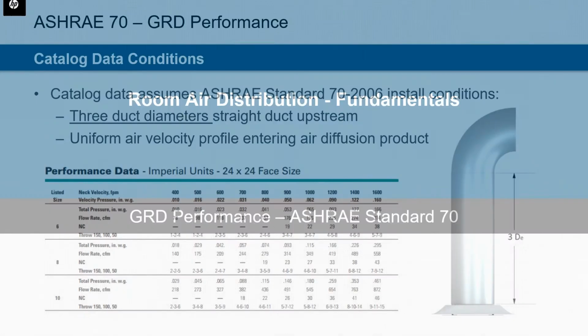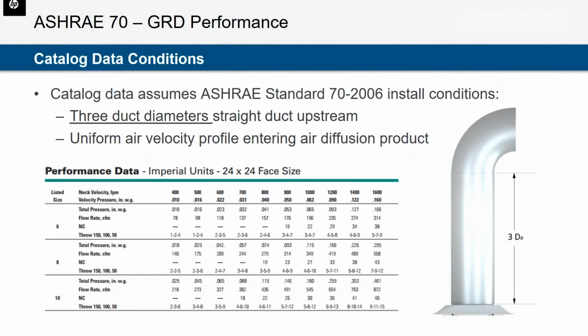Finally, we'll look at ASHRAE Standard 70. This is the test standard that describes how we actually get the performance data for grills, registers, and diffusers. This is done in a laboratory setting.